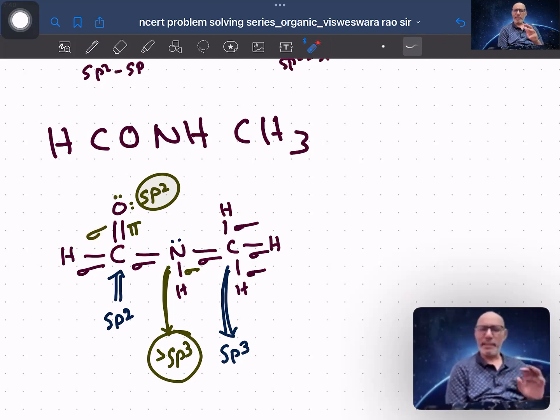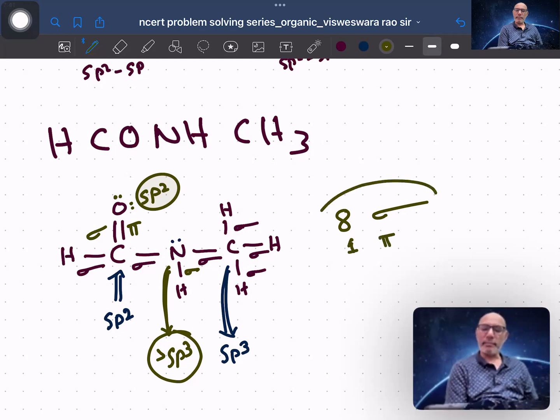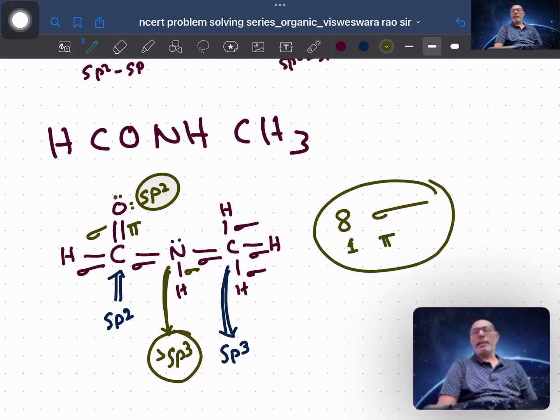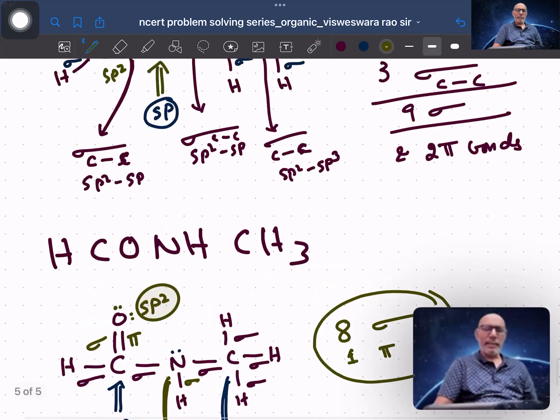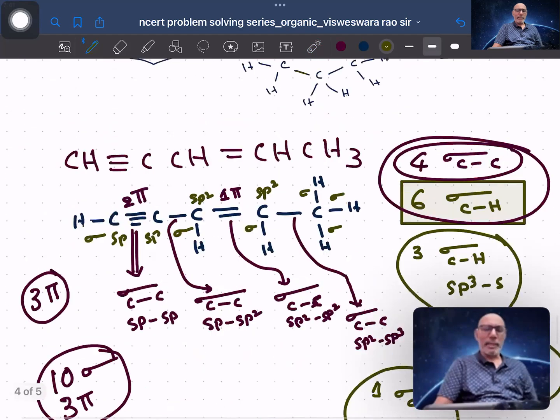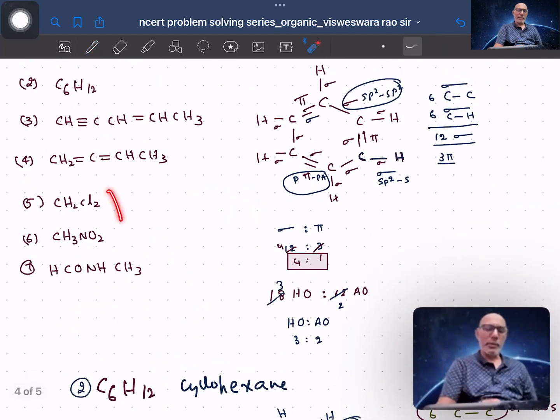I think I completed it, almost counted. I'm checking again. So 1, 2, 3, 4, 5, 6, 7, 8. I don't want to miss any sigma bonds. 8 sigma bonds I'm saying, and only one pi bond. This is how you can count the sigma bonds and pi bonds, hybrid orbitals and atomic orbitals, their ratios and everything. I think I almost completed this one. Only 2 questions I left for your practice, CH2Cl2 and CH3NO2. You can solve them all by yourself now.